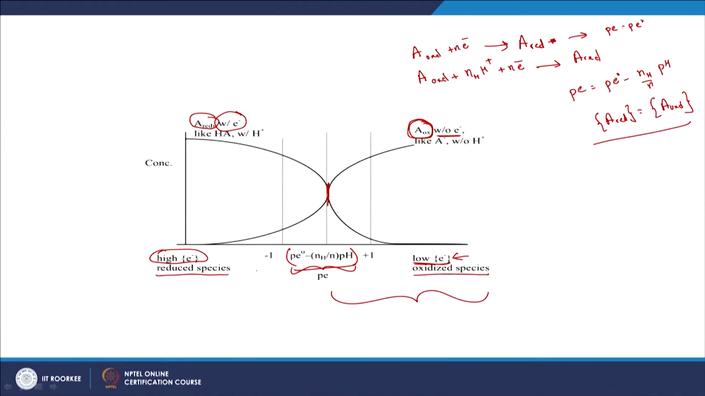And primarily, what do we understand here? When pe is lower than your particular reference, which is pe naught or pe naught minus NH by N into pH, what does that mean? That means your activity of electrons is high. Let us look at that equation here. So, we will just summarize for today: high activity of electrons means your reduced species concentration is going to be higher. That means the A reduced form is going to predominate when pe is less than your particular reference, and that is what we see here.